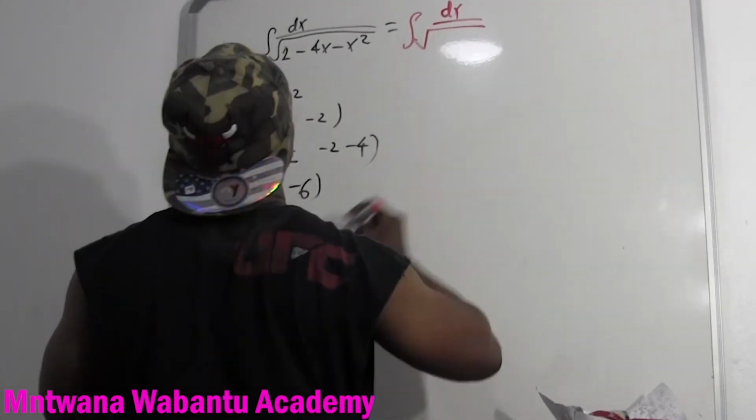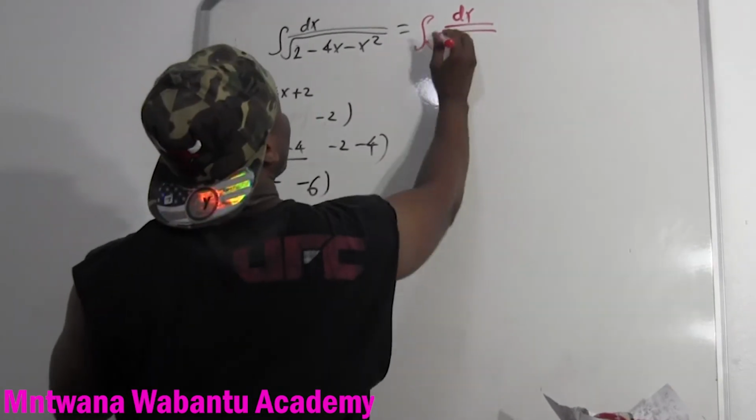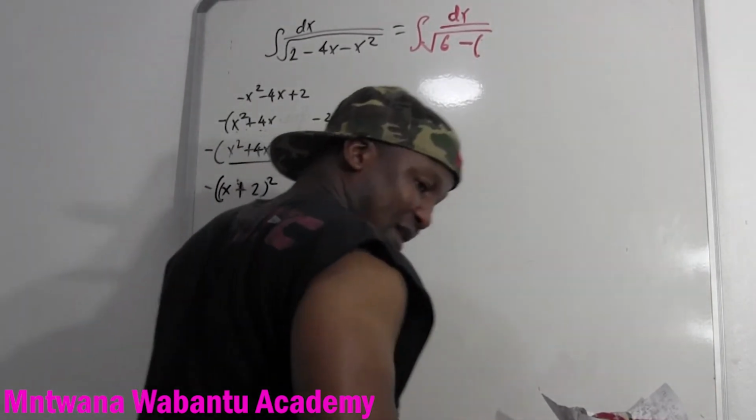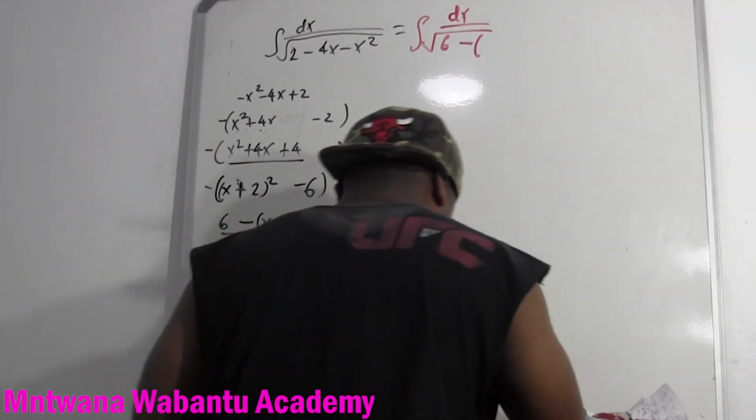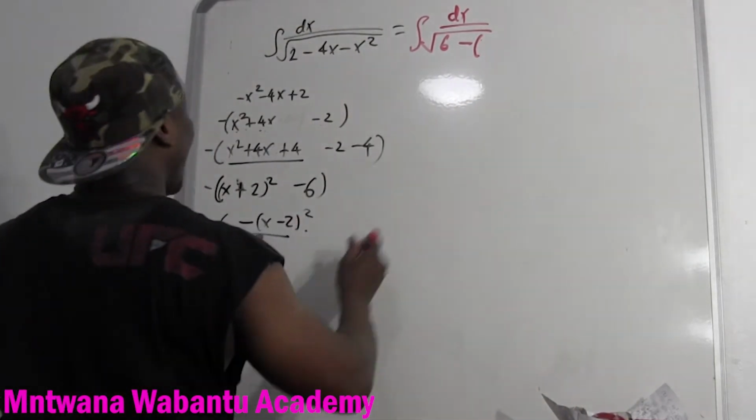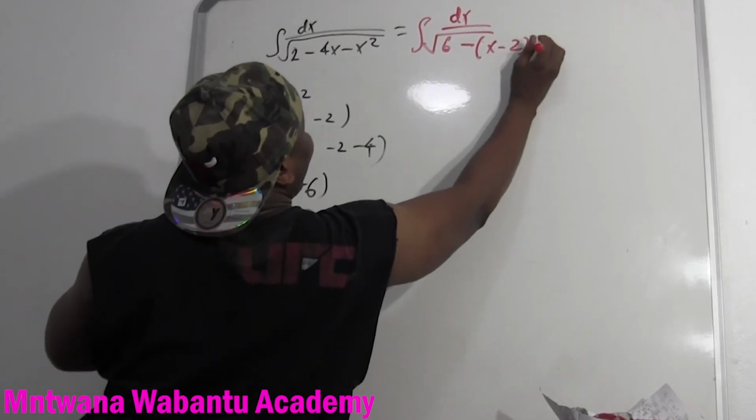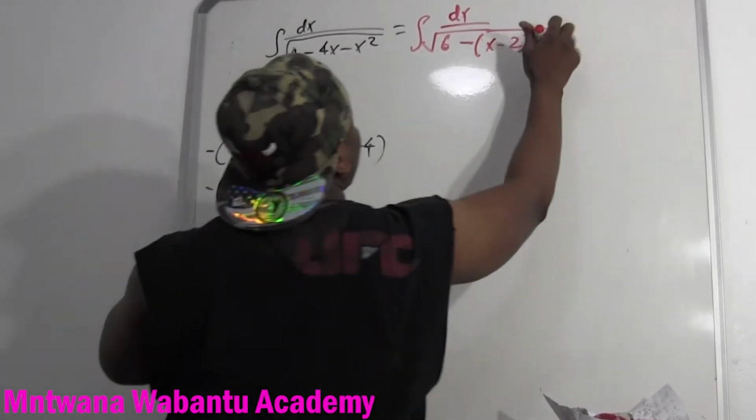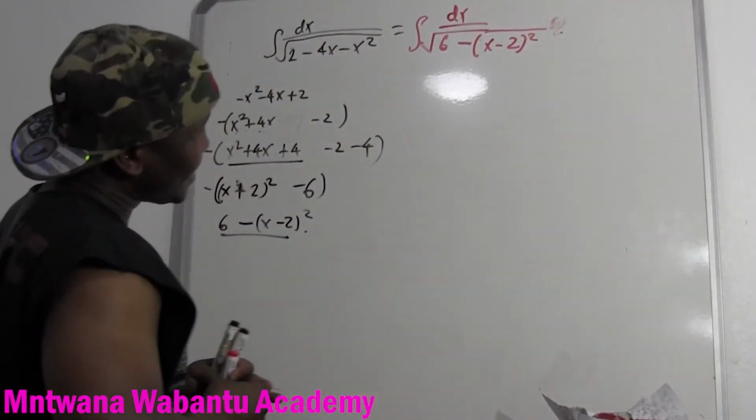Okay, now excuse me, it's going to be 6 minus, man, this pen is not good at all. It's finishing, man. Okay, minus x, dx. So this is sine.